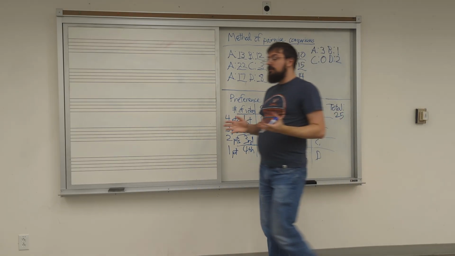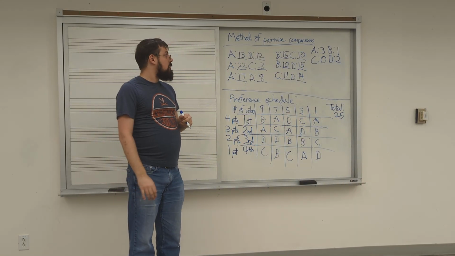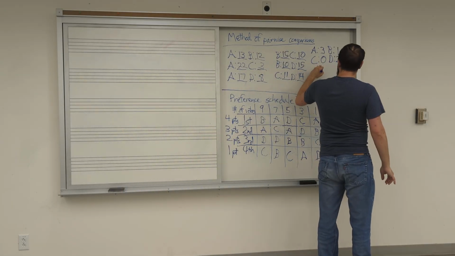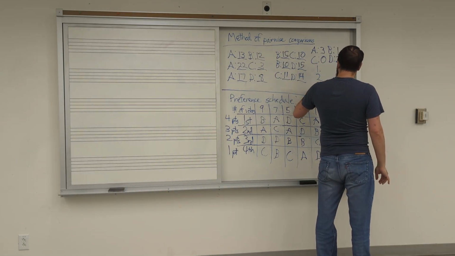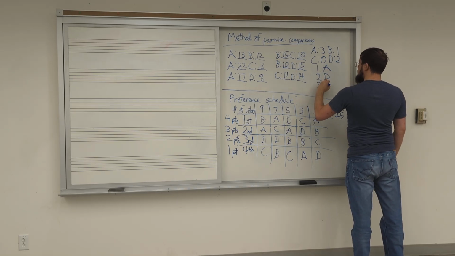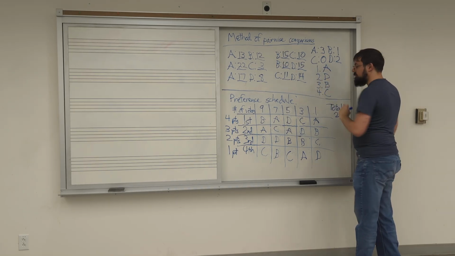So now we are going to assign our ranking of candidates based on the number of points they have. So in this case, our first place candidate would be A, and then next D, then B, and finally C.